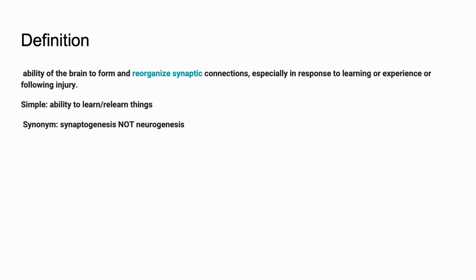So first, what is NP? The simple definition is easily found on Google, and it's explained pretty well, even formally. The simple definition is the brain reorganizing synapses and connections in the context of brain injury.